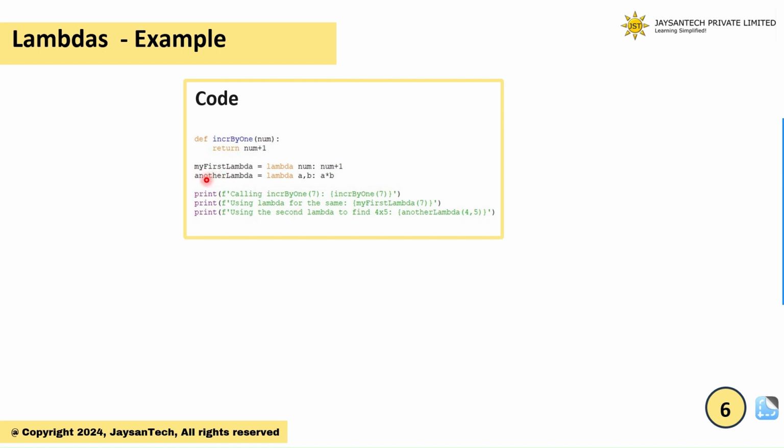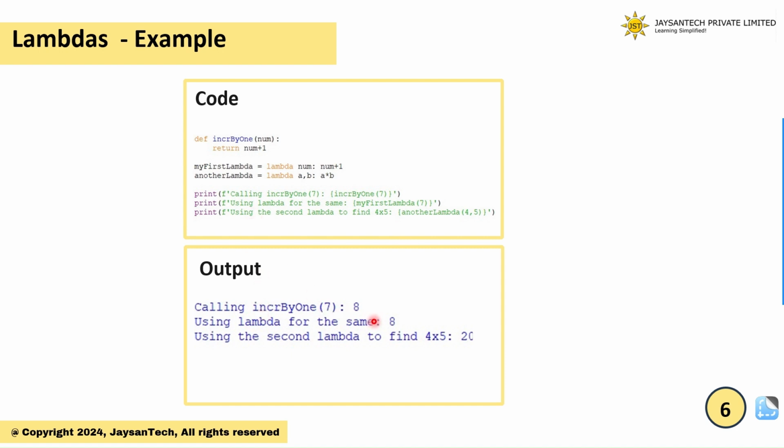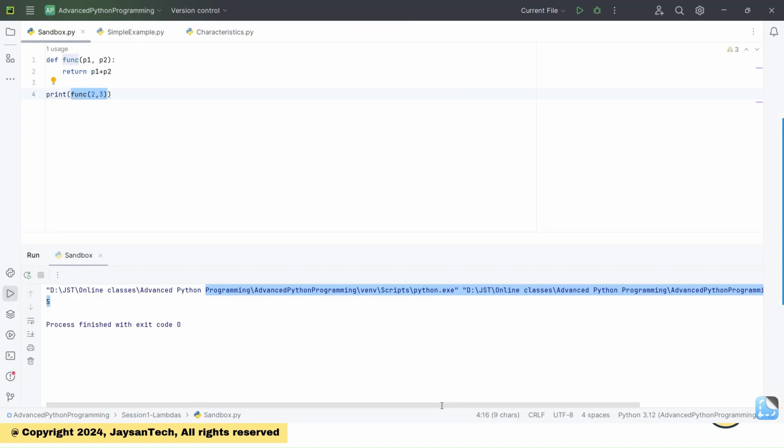Okay, now I've created another lambda here. See here, it is taking two parameters, a comma b. Okay, a and b. What this does, it gives me the product of a and b. So here, see, I've invoked this lambda as well, passing in two arguments 4 and 5. So the code output here would be, see, for function, for lambda, it does the same thing. All right. Now we will just take a look at this code.